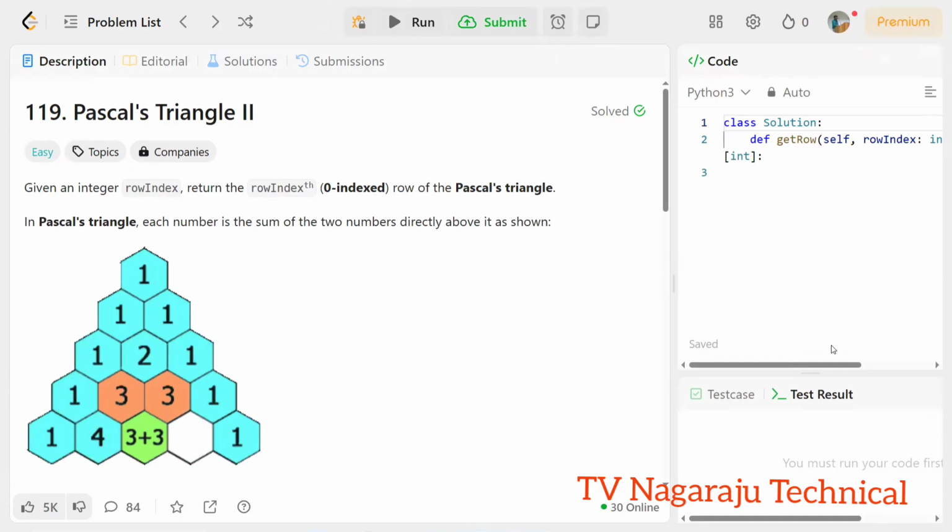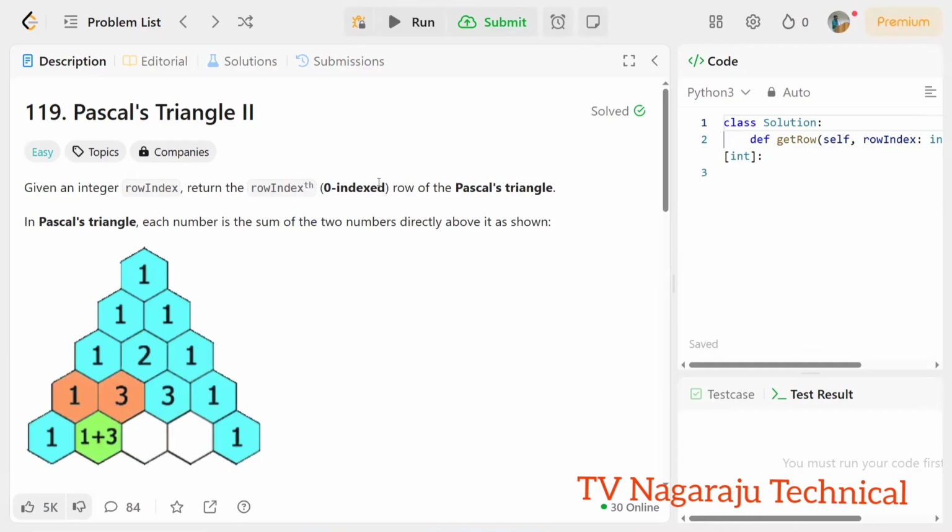Now they simply change the question. What are they given? They are given a row index. You need to return the row at that row index of the Pascal triangle. Okay, what is the meaning? Suppose the row index is equal to 3, return the row at the third index.